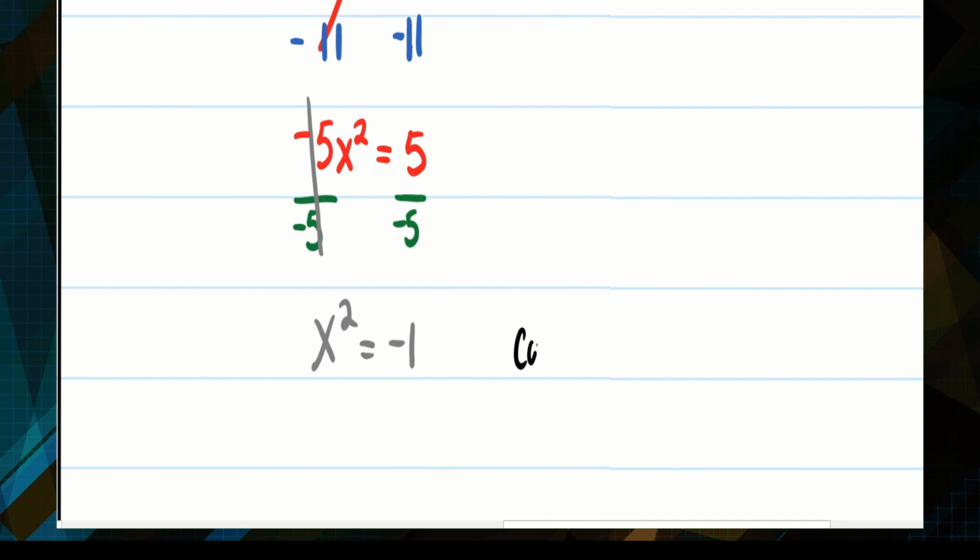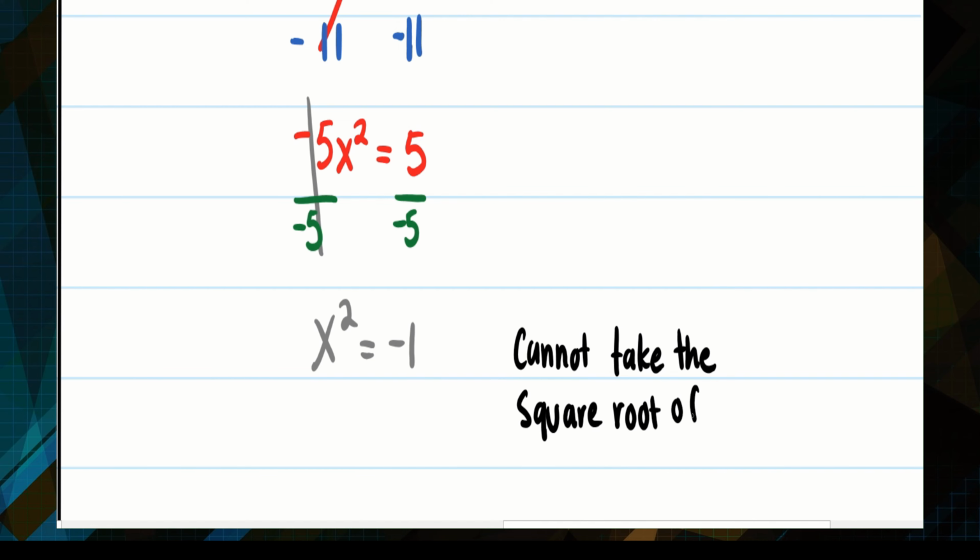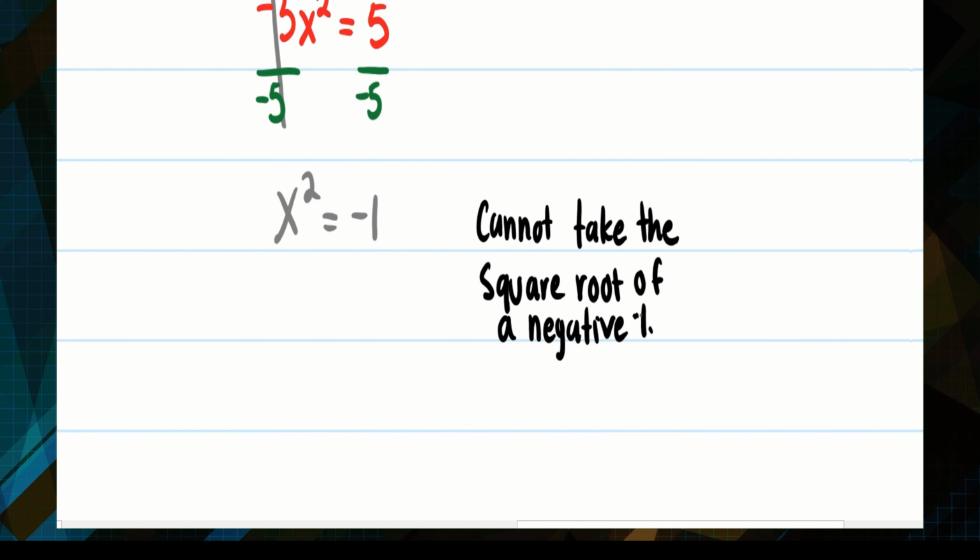Now here, normally we would take the square root of a number to cancel that exponent. But since we can't take the square root of a negative number, the answer to this problem would be no real solutions. The reason why we can't take the square root of a negative number is because we won't get a real solution. And since we're only dealing with real numbers, our answer is just no real solution.